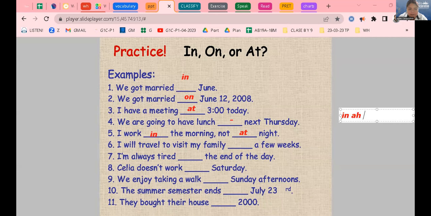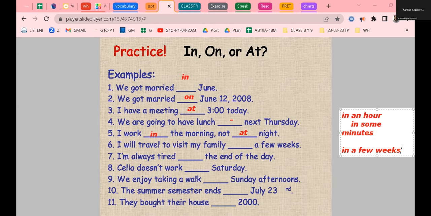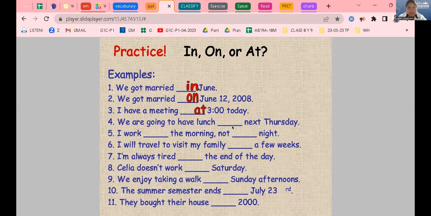Entonces, por ejemplo, in an hour, vamos a utilizar in con las palabras hora, minutos. Okay, in an hour, in some minutes, in a few weeks, en pocas semanas. In a few weeks, I will travel to visit my family. Entonces, ahí vamos jugando nosotros con algunas palabras con las cuales sí podemos hacerlo, como por ejemplo la palabra hora, con la palabra tiempo, in some minutes, minutos, horas. Y aquí tenemos el caso in a few weeks, en pocas semanas.